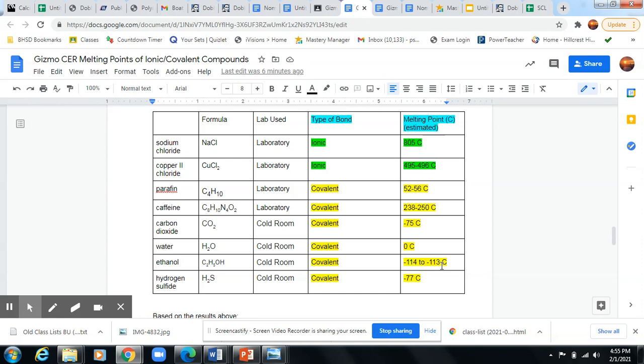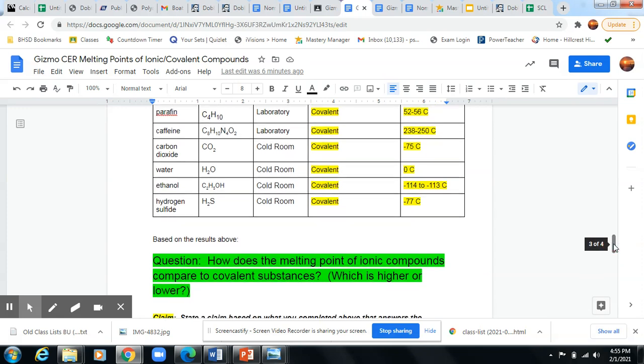So I know from grading these, some people just had the wrong data. And if you didn't read the simulator correctly, it was going to throw off everything if your data wasn't correct. Well, here's the official data right here. And plus, I color-coded everything to make the comparison for you to make your claim a little bit easier. Now, the other thing that I added right here is a question. That question is, how does the melting point of ionic compounds compare to covalent substances?